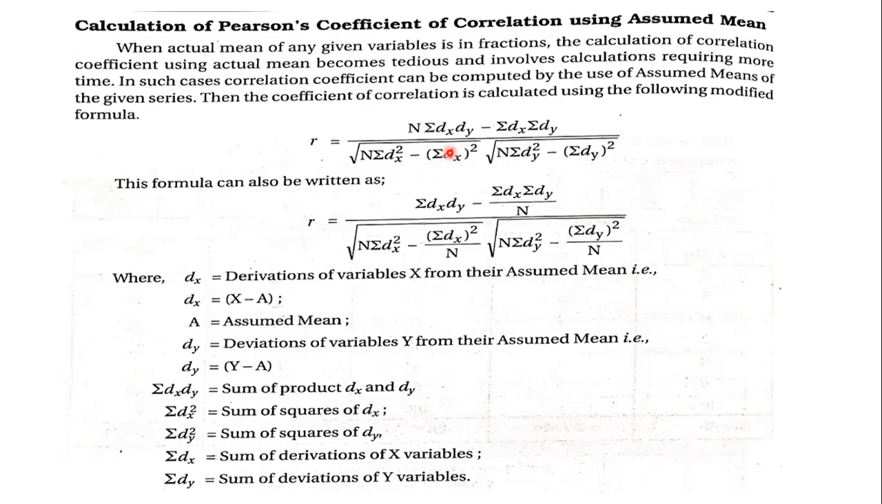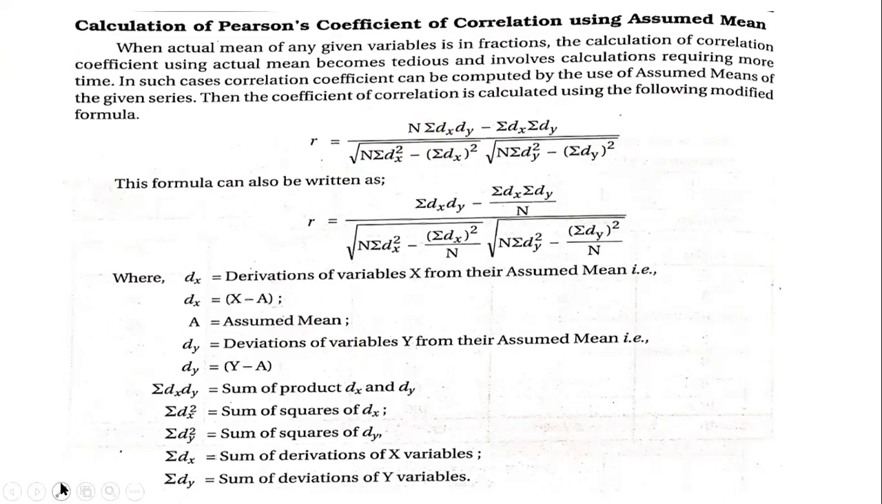Okay, so we have two versions of the same formula given. Let us see them. First it says R is equal to n into sigma dx dy. We will learn what dx and dy are. Whenever you see a d, it is known as deviations. So n into sigma dx dy, the summation of dx dy.